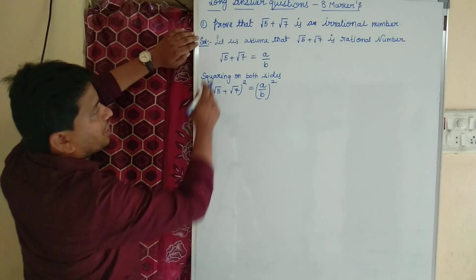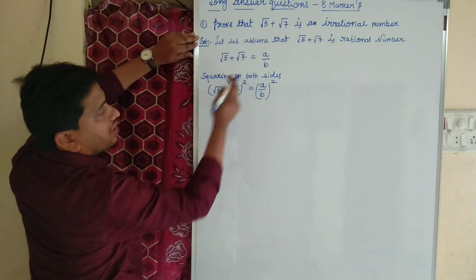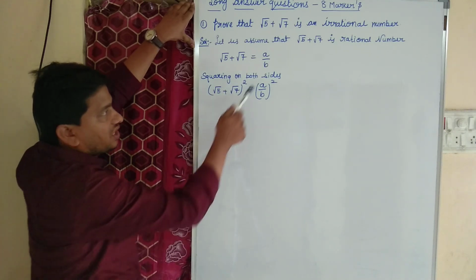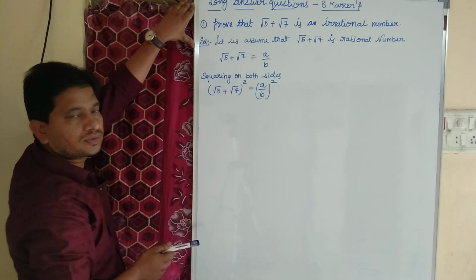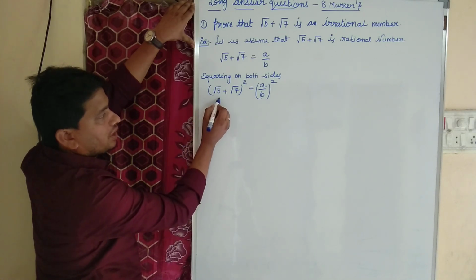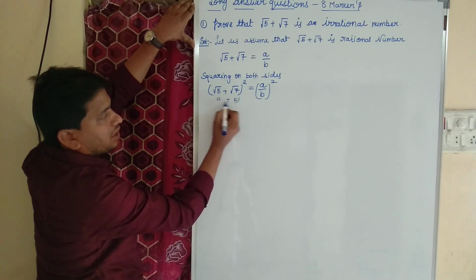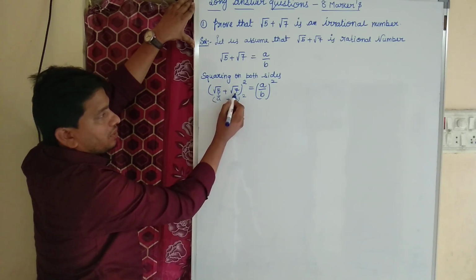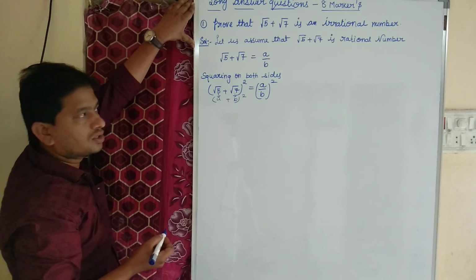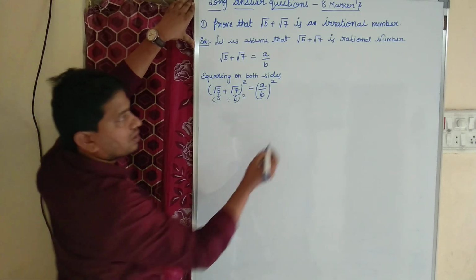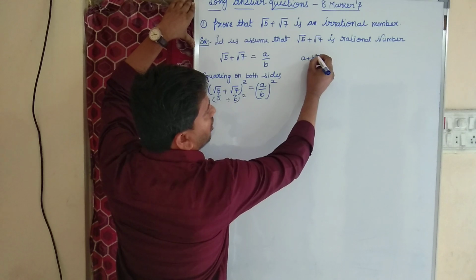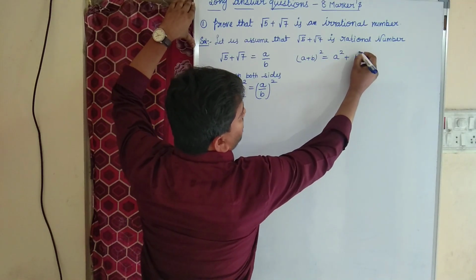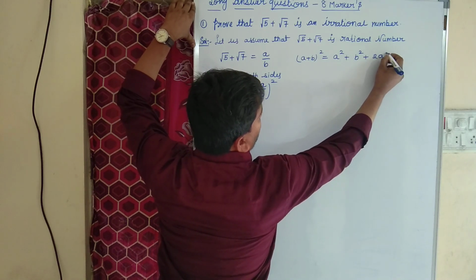Now we need to open the bracket and close the bracket. Over the superscript we need to put 2. Here also (a by b) whole square. Now the left side is in the form of (a plus b) whole square. Here a in the sense root 5, here b in the sense root 7. So children, what is the formula of (a plus b) whole square? The formula is a square plus b square plus 2ab.